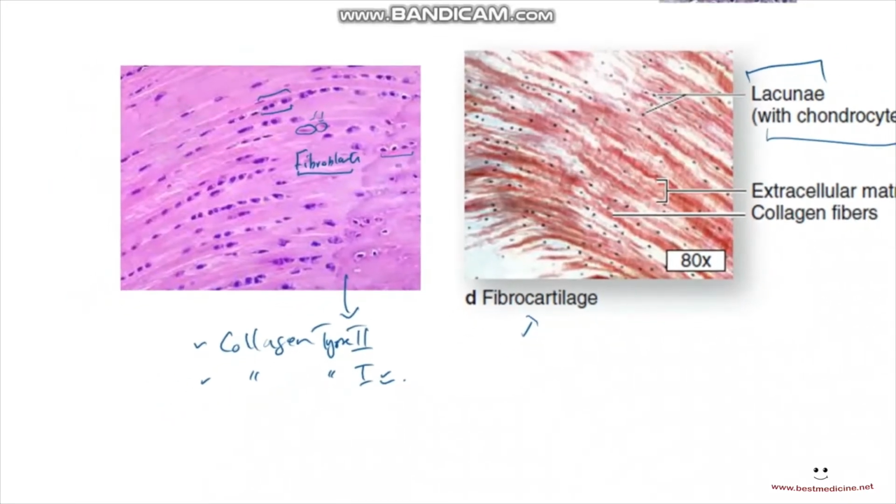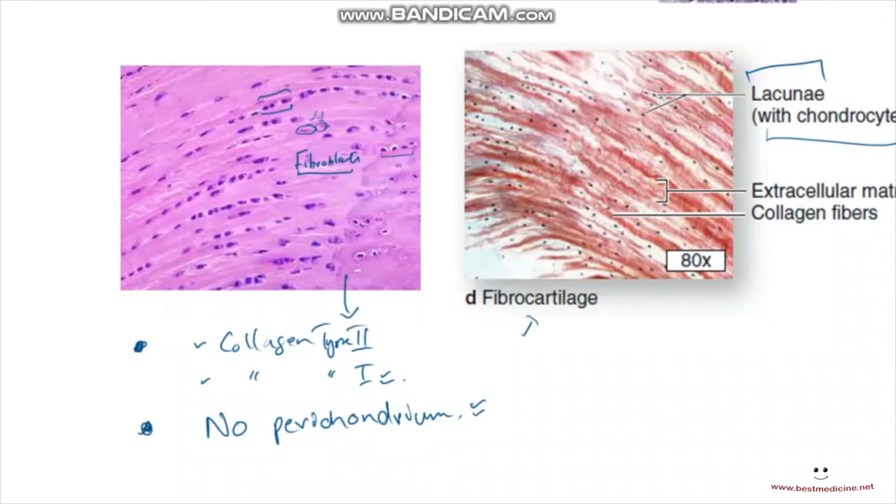Another feature of fibrocartilage is that it does not have any perichondrium, okay? So there's no perichondrium present inside fibrocartilage. There's no dense connective tissue containing those MSCs, those fibroblast-like progenitor cells.